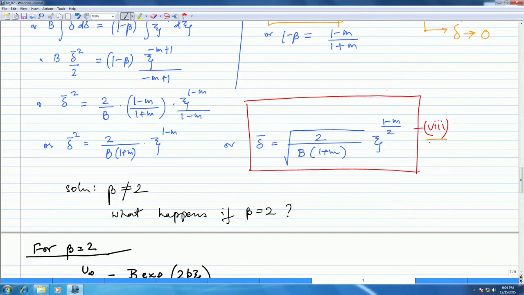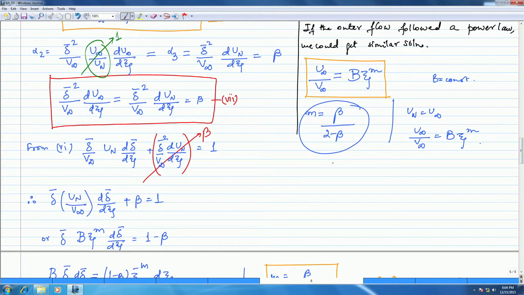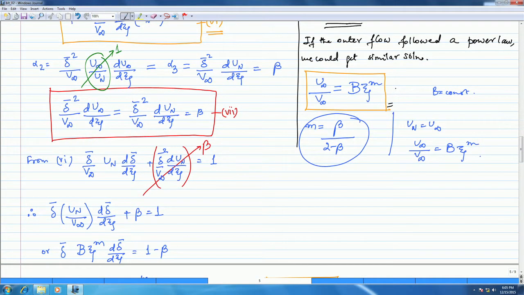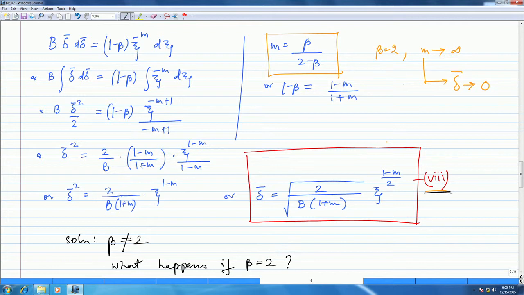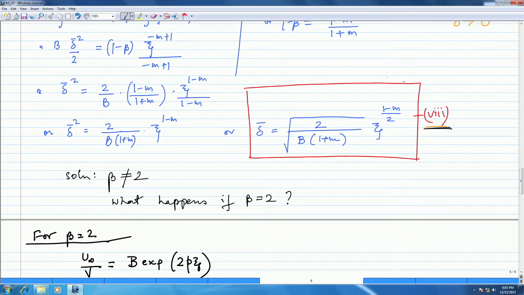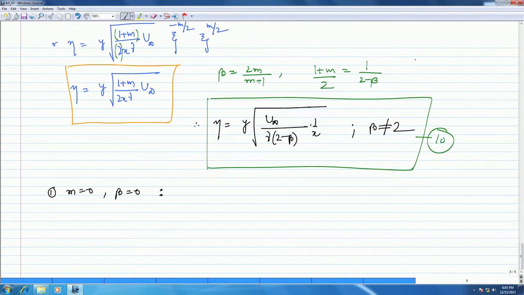Now, we had a delta bar, which is given by 8. You could write this, 1 plus m by 2 is basically 1 by 2 minus beta, so you could write this in terms of beta. So you have a delta bar in terms of beta, and this is your description. It's obeying a power law. Alpha 1 is 1, and alpha 2 is equal to alpha 3, which is equal to beta. So that's where we started. Now m and beta are interesting, and using that we were able to get an expression for delta bar.